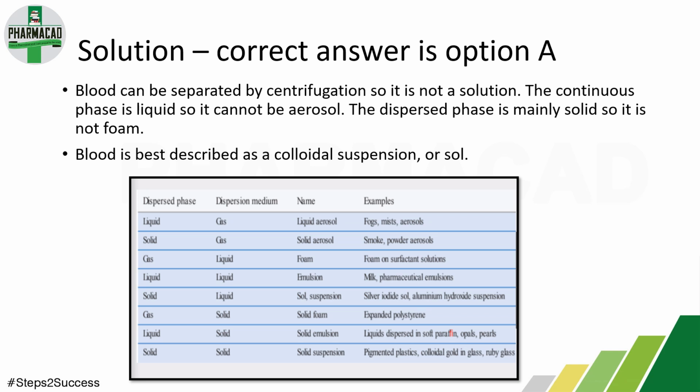So here in this chart you can understand the type of solution, the type of sol and their dispersed phase and dispersion medium. Basically, liquid aerosol, for example, the dispersion medium is a gas and the dispersed phase is a liquid. So basically, the liquid droplets are dispersed into the dispersion media, where gas is the dispersion media, and the example of liquid aerosol is a fog. So basically, the blood is best described as a colloidal suspension, which is also known as sol.